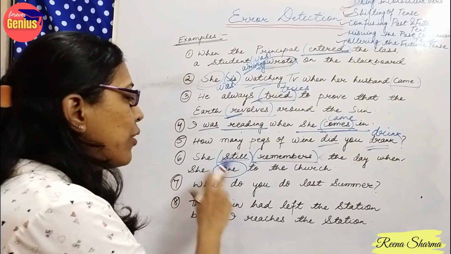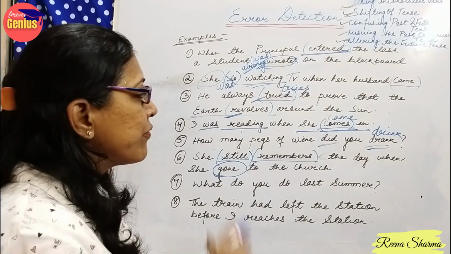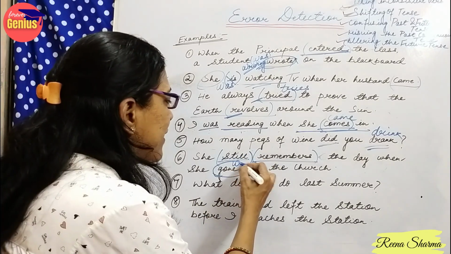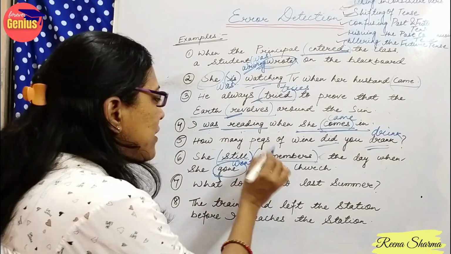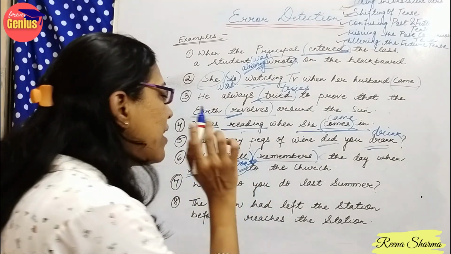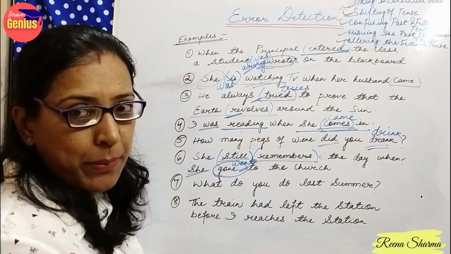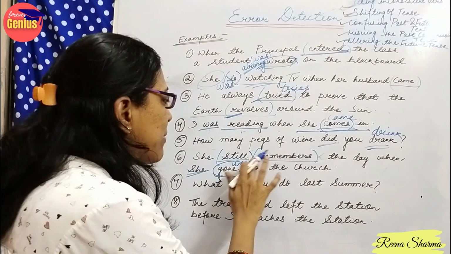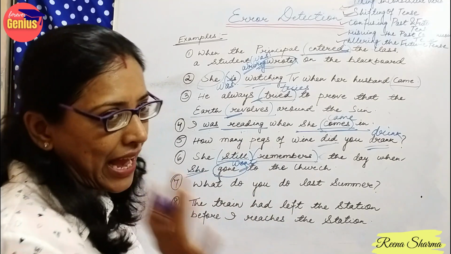So with she, what form of verb will we use? We will be using went. Go, gone, went. This is the third person. With third person, we will be using the third form of the verb because still now she is remembering it. It's a continuing act for her.